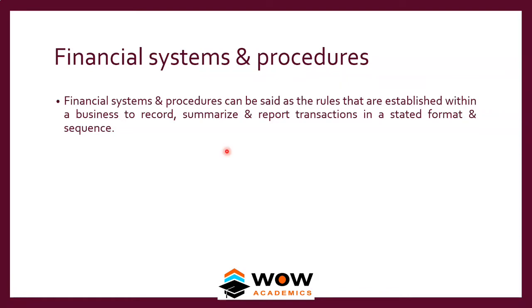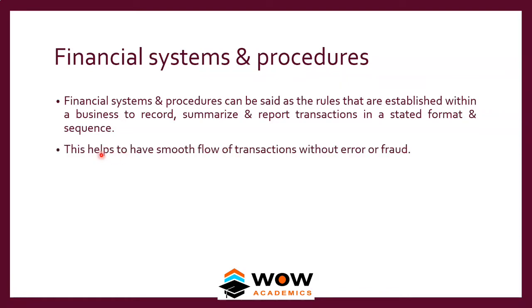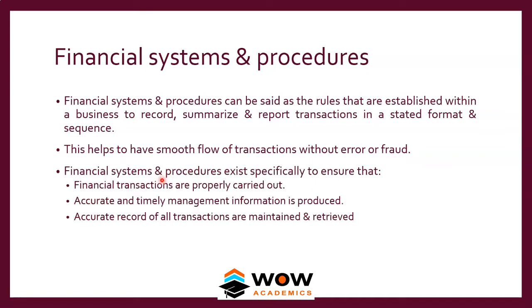So that's about the financial systems and procedures. This helps to have a smooth flow of transactions without error or fraud. Employees might mistakenly make some error, or they might purposely create a fraud. But if you have proper financial records and a system, then you can ask the employee why he has done it like that. Financial systems and procedures exist specifically to ensure that financial transactions are properly carried out. So all the transactions should be properly carried out.